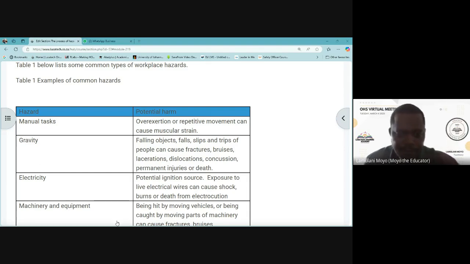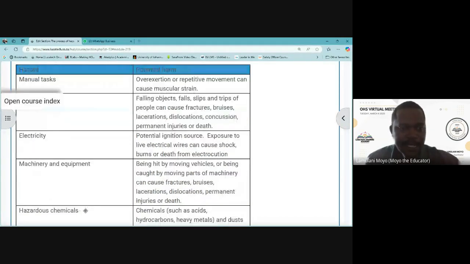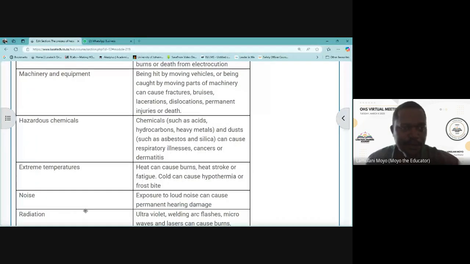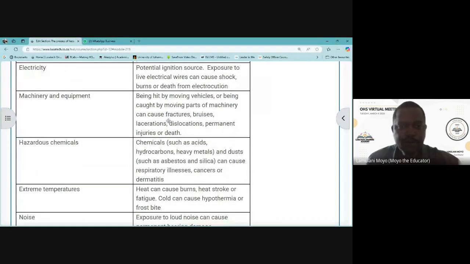Moving on to the next, exposure to electricity. Of course, you can burn because of electricity. You can even be electrocuted, right? So it is an example of a hazard there. If you continue, you can talk about machinery and equipment. Of course, you can be hit by a vehicle, causing a lot of issues. Another example would be hazardous chemicals.